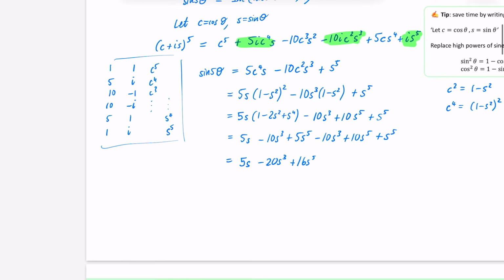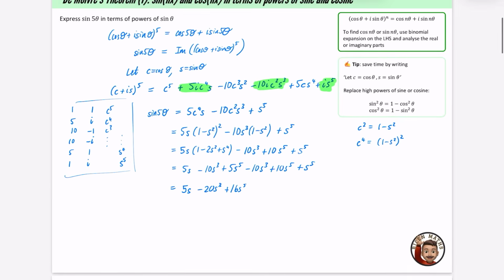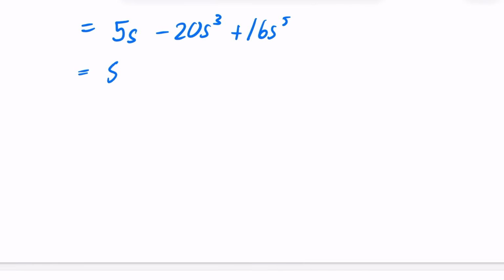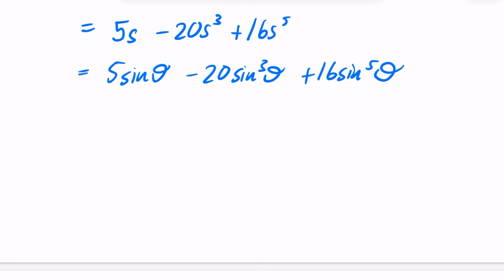Now, unfortunately, that's not the end of the question. We do need to make sure that we go back and put it in its correct form by actually replacing the sines with what we said they were. So it's 5 sine theta minus 20 sine cubed theta plus 16 sine to the power of 5 theta.